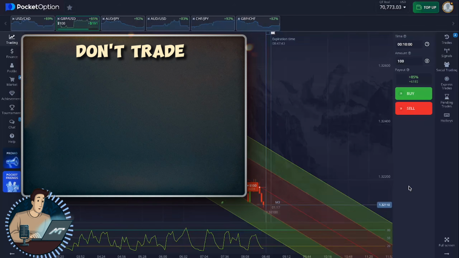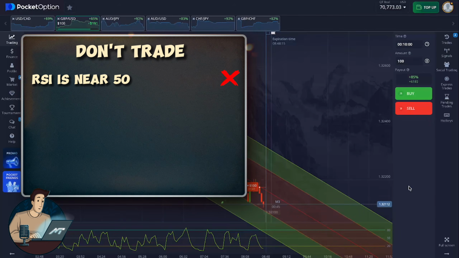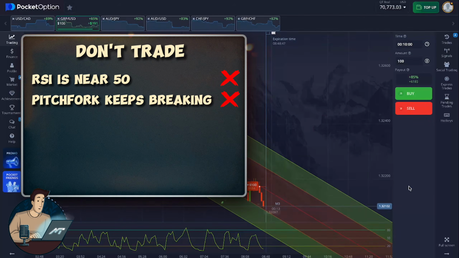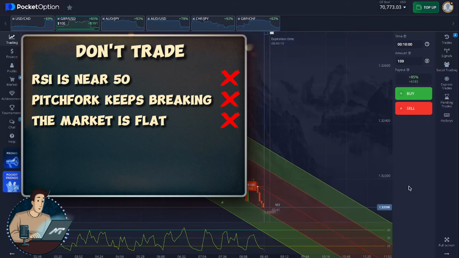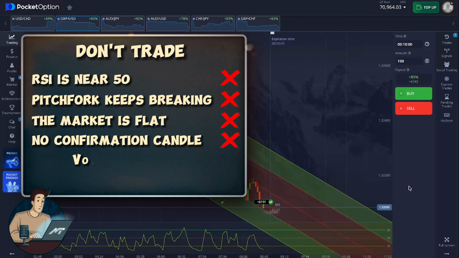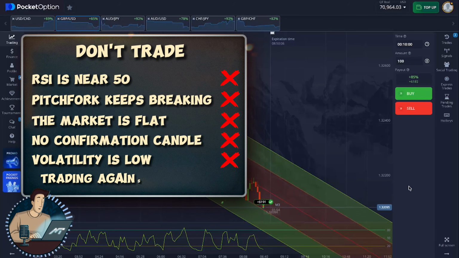Also, avoid this strategy when RSI is near 50, when the pitchfork keeps breaking, when the market is flat, when a level is too close, when there's no confirmation candle, when volatility is low, or if you're trying to push a counter trend trade.